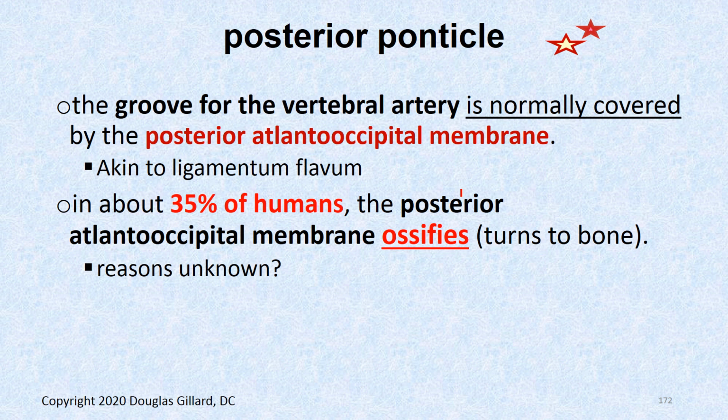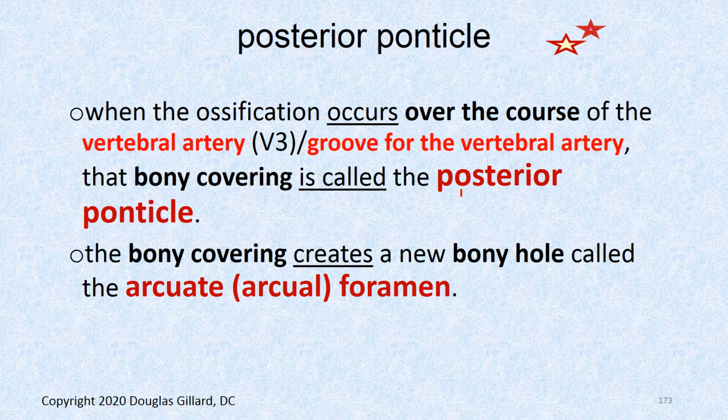We talked about the posterior ponticle. It covers the groove for the vertebral artery in about a third of humans, 35% of humans. Some races more than others. It's kind of like a ligamentum flavum that's calcified, but yeah, it happens. Why it happens so much, we don't know. When the ossification occurs over the vertebral artery and the groove for the vertebral artery, it's called a posterior ponticle. I explained that. The hole that it creates is called the arcuate or arcual foramen.